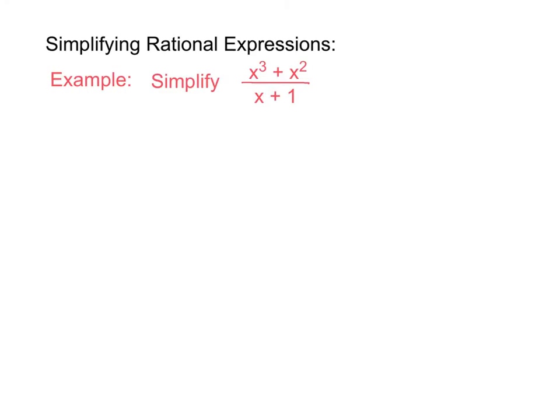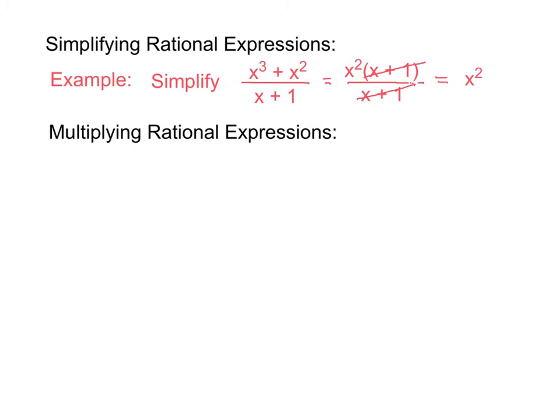So let's say as an example we were asked to simplify x to the third plus x to the second over x plus 1. First thing we're going to do is factor both the numerator and the denominator. When we factor the numerator, we realize that there's a common factor of x squared. So we factor out the x squared, which leaves us with x squared times x plus 1. And the denominator is already fully simplified, so we can't do anything with that. We notice we've got x plus 1 over x plus 1, so those can cancel out. And what we end up with is simply x squared.